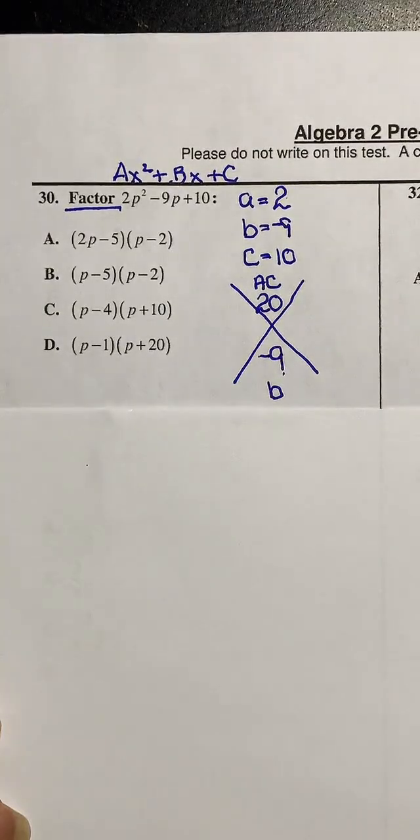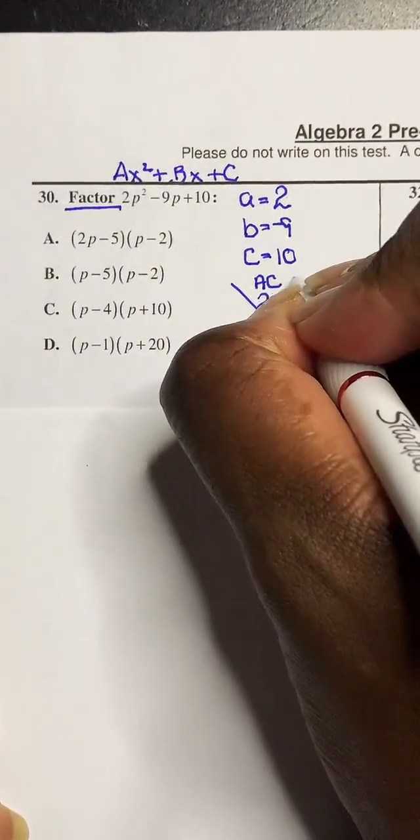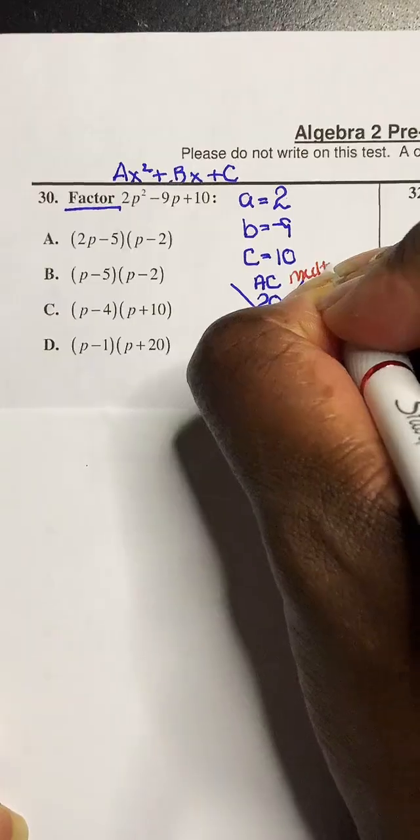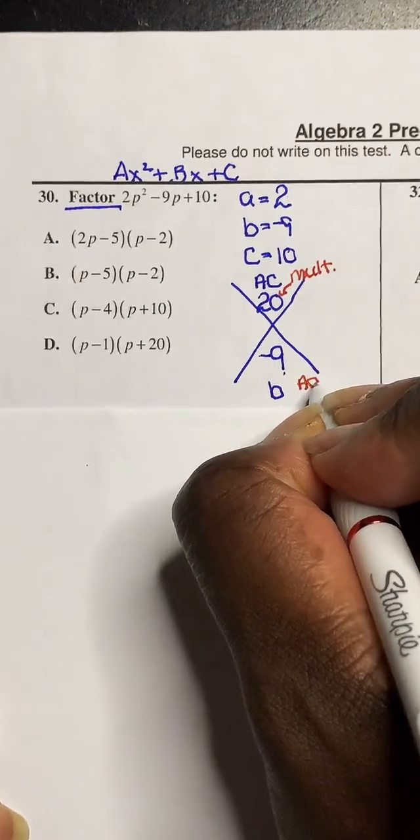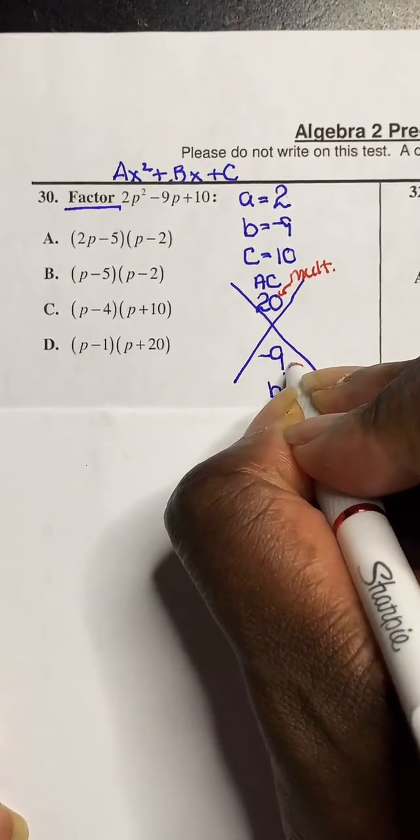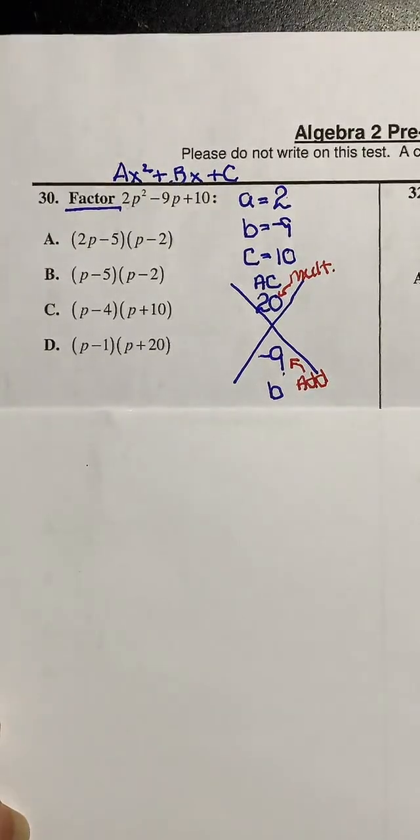So now, this is the hardest part. We need to know what two numbers multiply to give me 20 and add together to give me -9. Okay, so Kylie's giving me -5, -4. Z's agreeing with you with -5, -4. All right. So Chris was saying -4, -5.